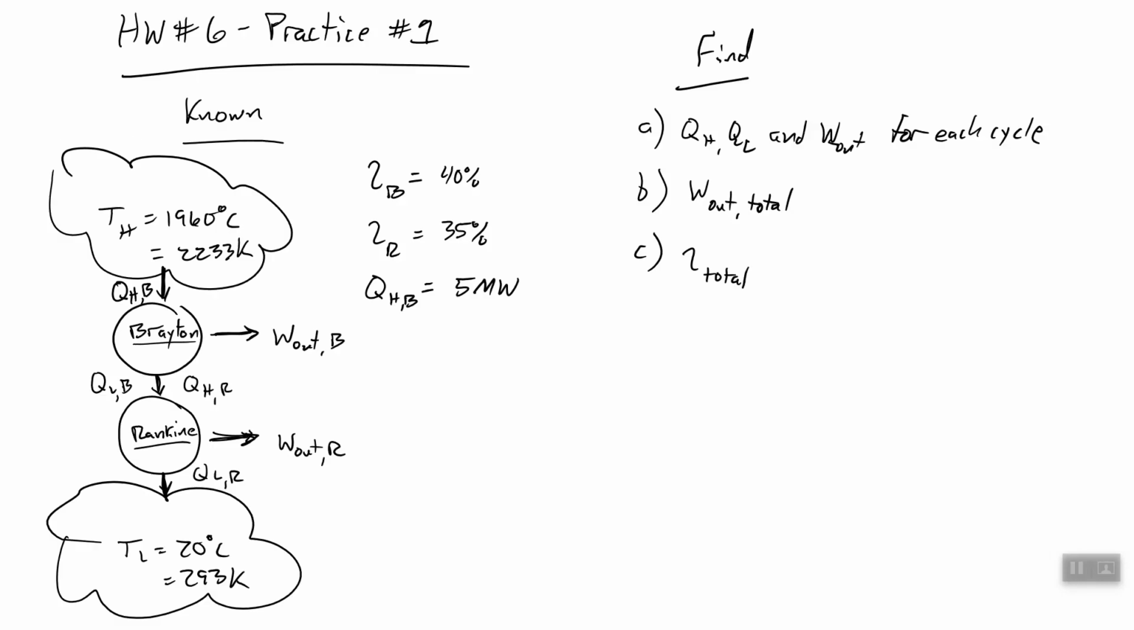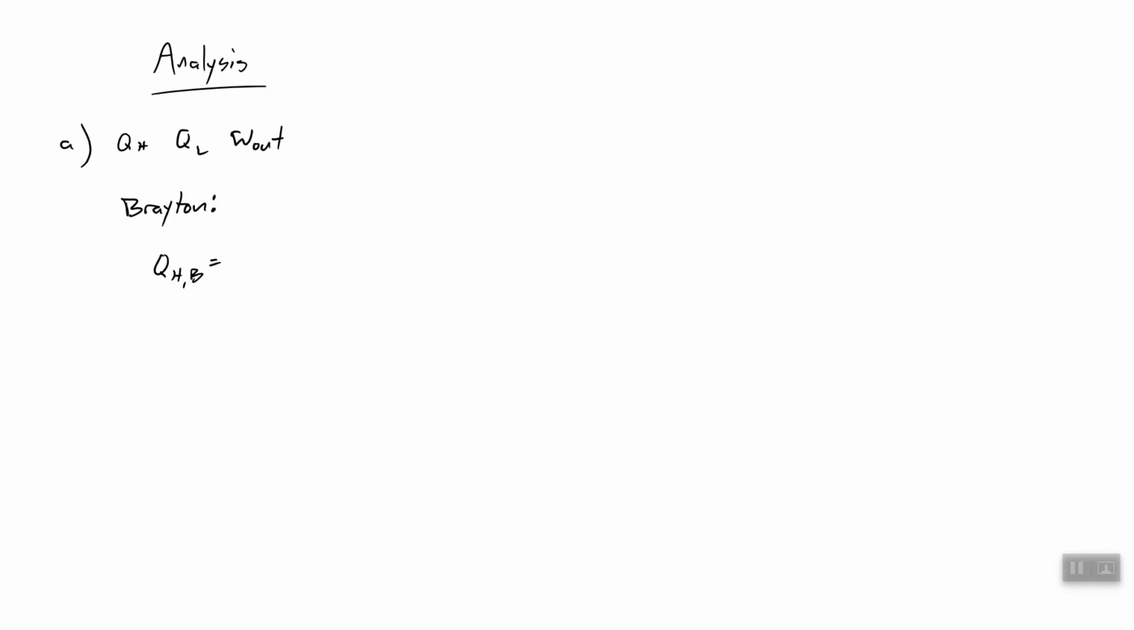Okay, we'll begin with part A, where we want to find QH, QL, and work out for each cycle. We'll begin with the Brayton cycle. Well, luckily, we already know QHB. That was a given right here. So QHB is 5 megawatts. This we already know. That wasn't too hard, right?